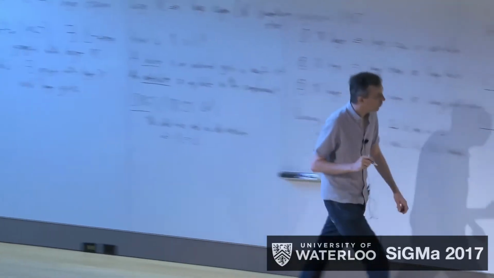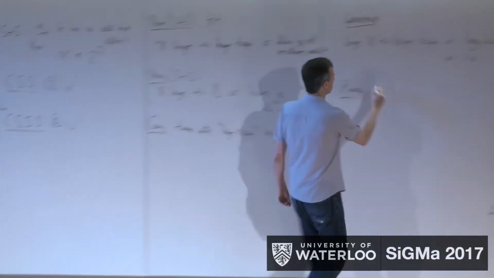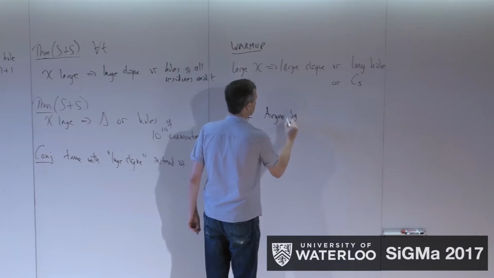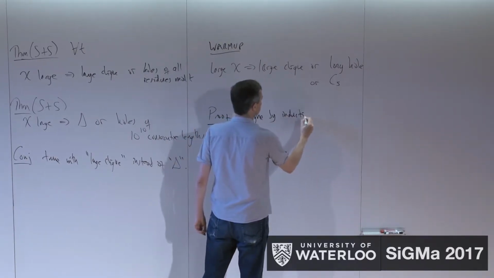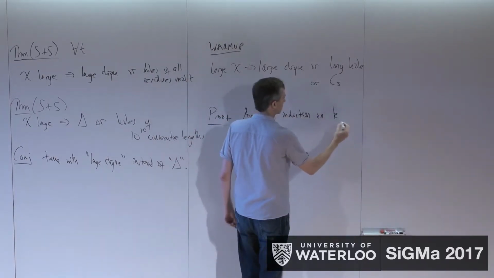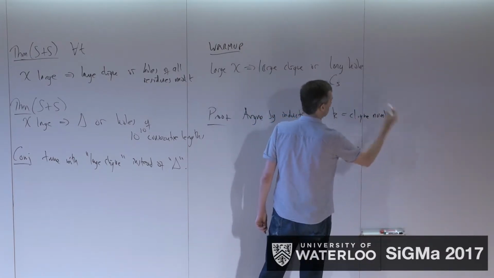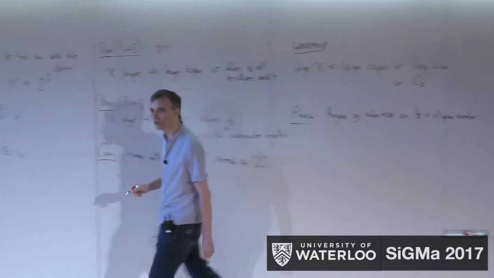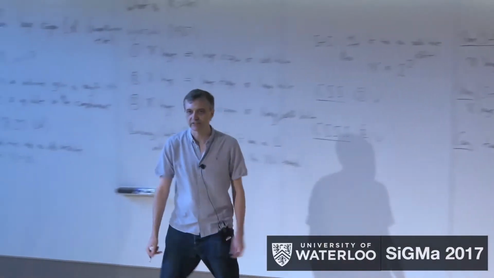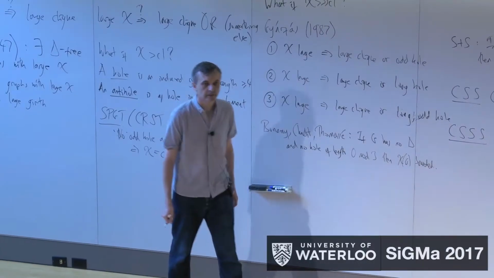So always in these things, argue by induction on K, which is the clique number. Okay, and start with K equals 1. K equals 1 is nice and easy. So the base case is trivial, yeah.